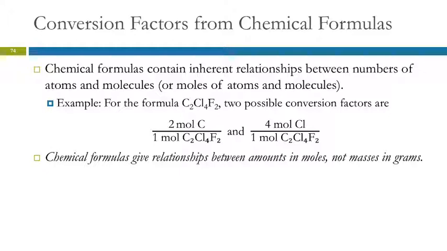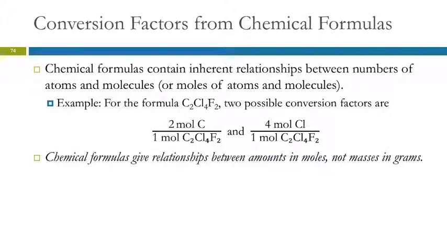Just like if you have 2 bicycles have 4 wheels, right? How many wheels would you have with 2 dozen bicycles? 4 dozen wheels, right? You just change the unit, the numbers stay the same. So we can do this in terms of atoms and molecules, or moles of atoms and moles of molecules. We can also look at this and say, well, there's 4 moles of chlorine in 1 mole of the compound.